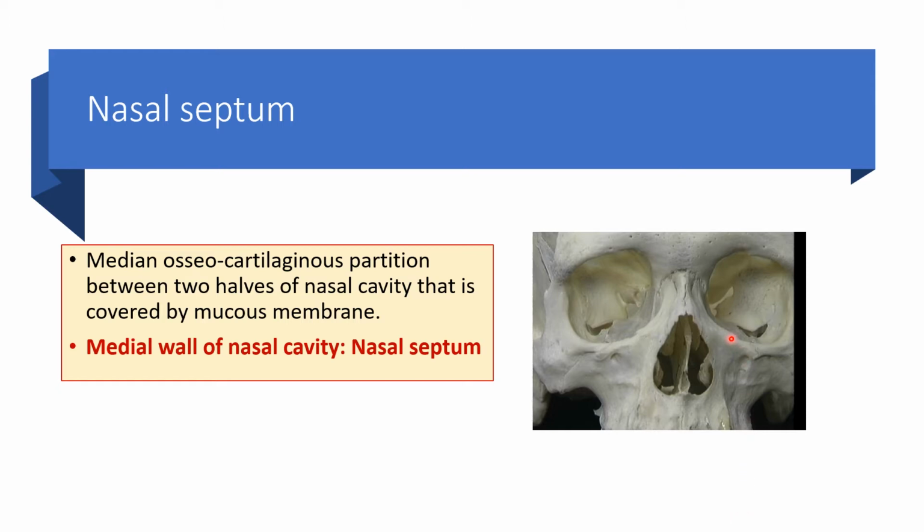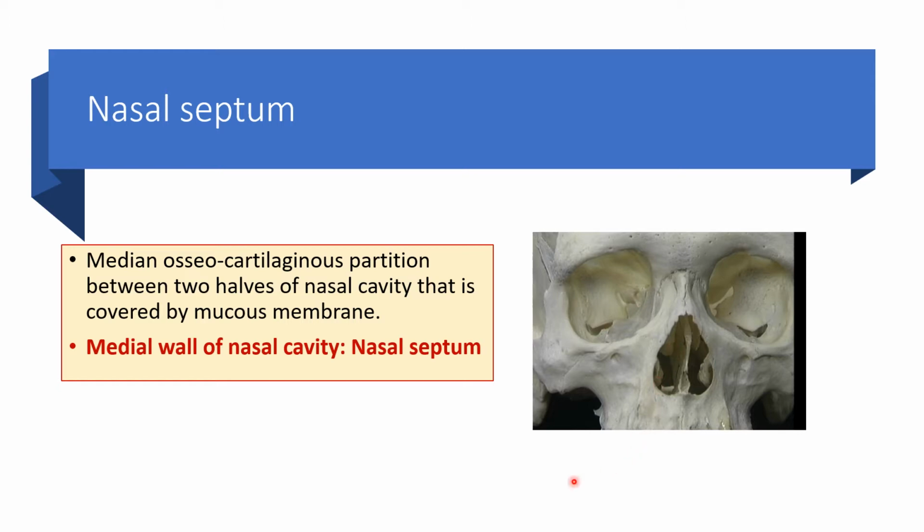In this picture, you can see the pyriform aperture in relation with the anterior part of the nasal cavity, and there is a partition separating the right and left nasal cavities. So this is the nasal septum, and in each of the nasal cavities you can see the inferior meatus and middle meatus of the lateral wall, and also the middle concha and inferior concha.